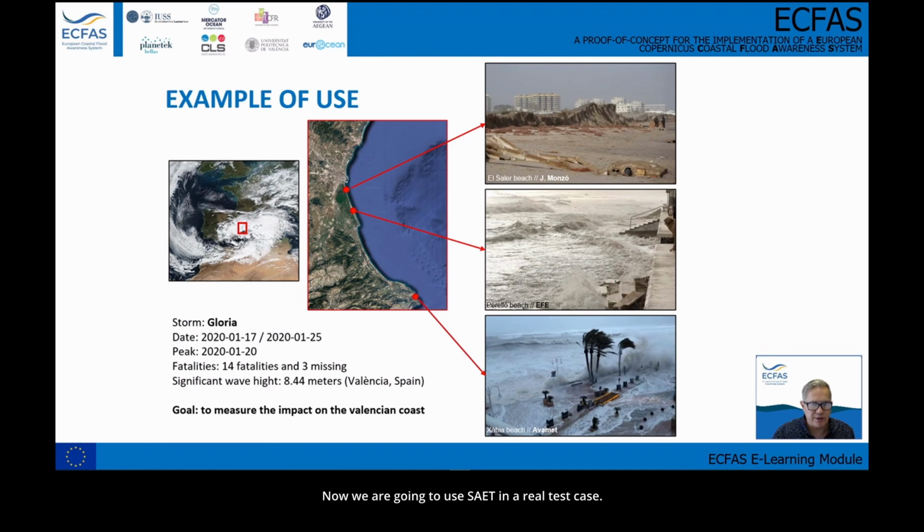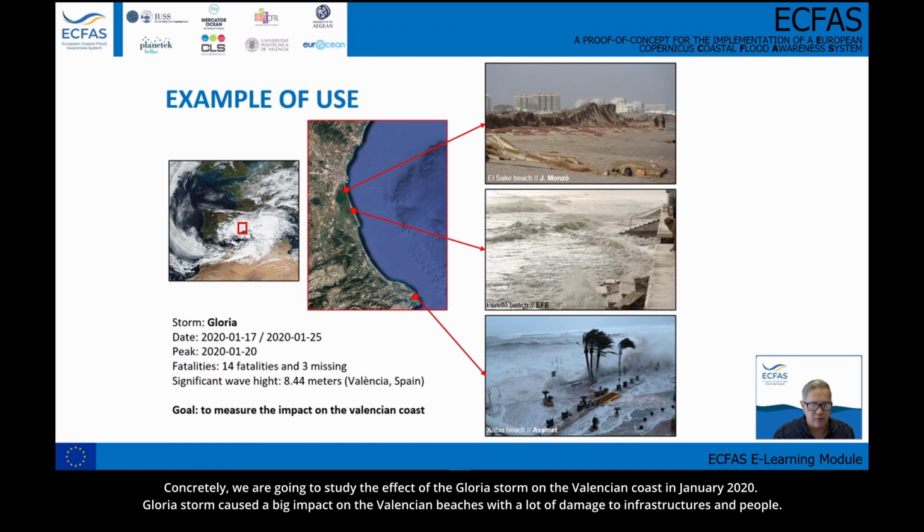Now, we're going to use SAET in a real test case. Concretely, we're going to study the effect of the Gloria storm on the Valencian coast in January 2020. Gloria storm caused a big impact on the Valencian beaches with a lot of damage to infrastructures and people.